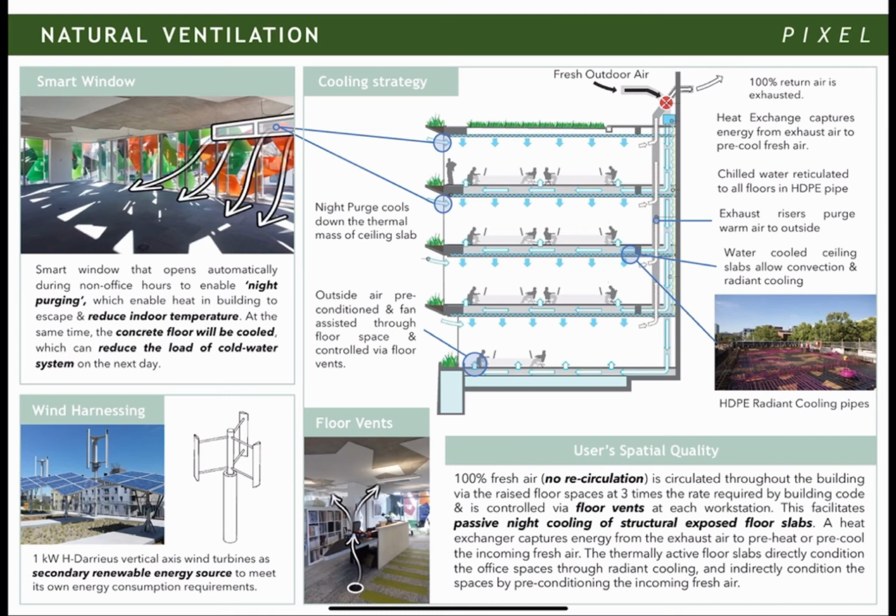The building has a self-sustaining heating, ventilation, and air conditioning system for energy efficiency. Firstly, the exhaust riser. For the user's spatial quality, 100% of fresh air is circulated throughout the building at 3 times the rate required by building code, and it is controlled via floor vents at each workstation. Hence, it has an even distribution of fresh air for every user.